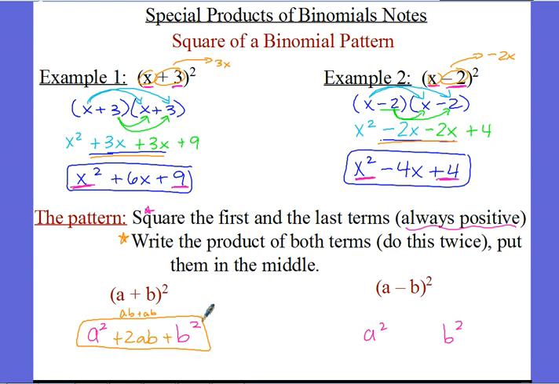So let's do that over here. Their product of a times negative b is negative ab. If I do that twice, I have negative 2ab, and then my b squared was positive. So the only thing that changes with subtraction is your product in the middle is negative instead of positive. Okay, that's the first special case.